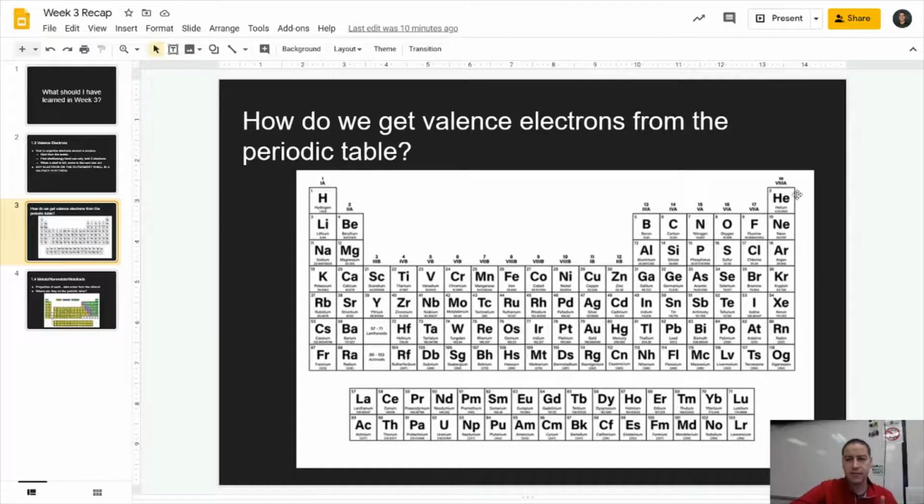The only exception, helium. Helium only has 2 electrons, but it does have that full shell because the first one only takes 2 electrons. So that's why it's grouped over here, because all of these have a full outer shell. Helium, though, only does have 2 valence electrons. Okay, so that's all about valence electrons.